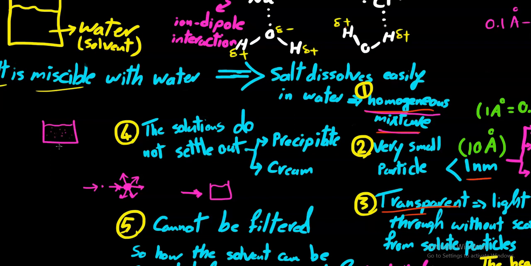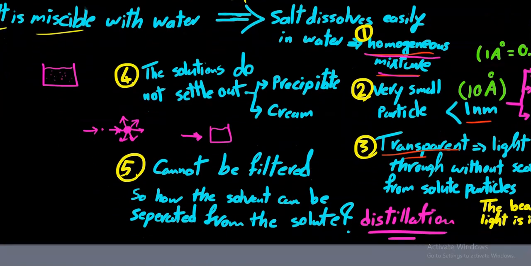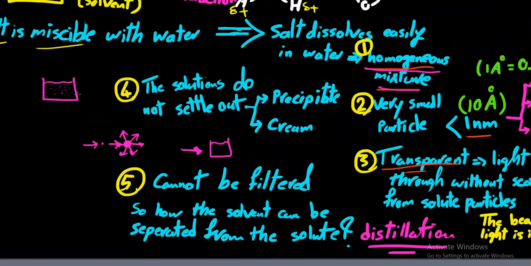So the gravity is too small for these particles, so the gravity doesn't pull them down. So there is no precipitation, sedimentation, or creaming in this case. And when the particle sizes are very, very small, they cannot be filtered by filter paper, because the holes of the filter paper are by far larger than the particle size of the atoms or ions or the molecules that I said.